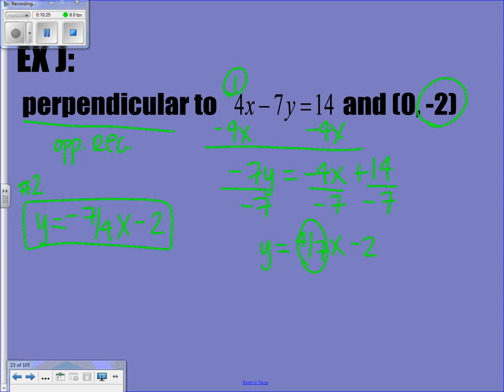Okay, again, if you wanted to graph these to see if it works, you could graph line number 1 and 2, and they would probably both meet at the y-axis, but they'd be perpendicular to each other, not parallel. So those are your notes for section 2.